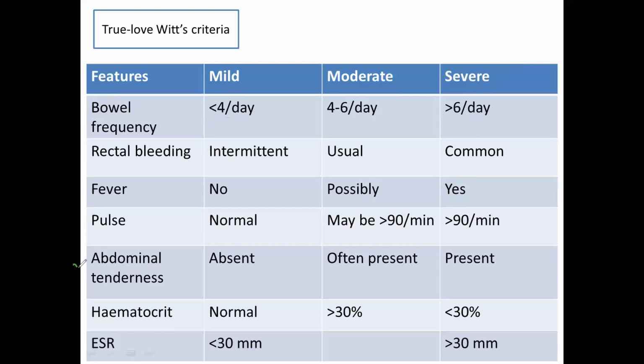The next point is abdominal tenderness. All of you know what is meant by abdominal tenderness. If abdominal tenderness is absent, it is considered mild. If it is often present, it is considered moderate. And if it is always present, it is considered severe. Then hematocrit value. All of you know what is meant by hematocrit value. If it is normal, it is considered mild. If it is more than 30%, it is considered moderate. And if it is less than 30%, it is considered severe.